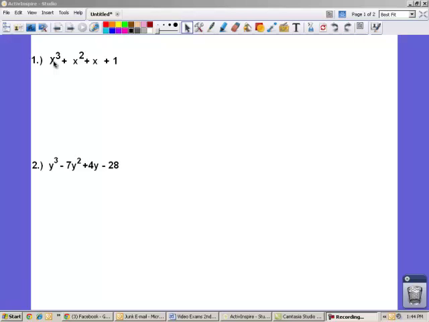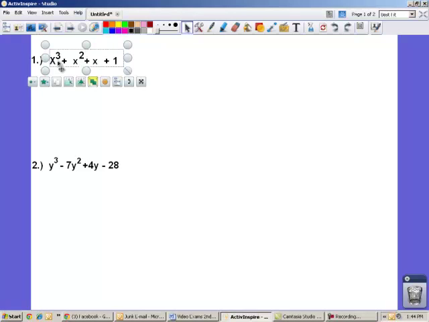So the way you know how to use factor by grouping is when you have four terms. So you have 1, 2, 3, 4. Anytime you have four, you're going to factor by grouping, and the way you do that is to group the first two items together and the second two.